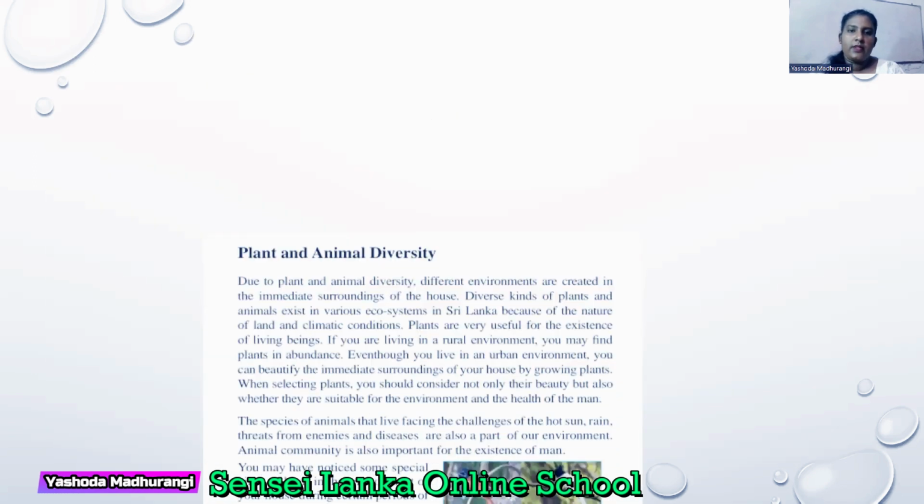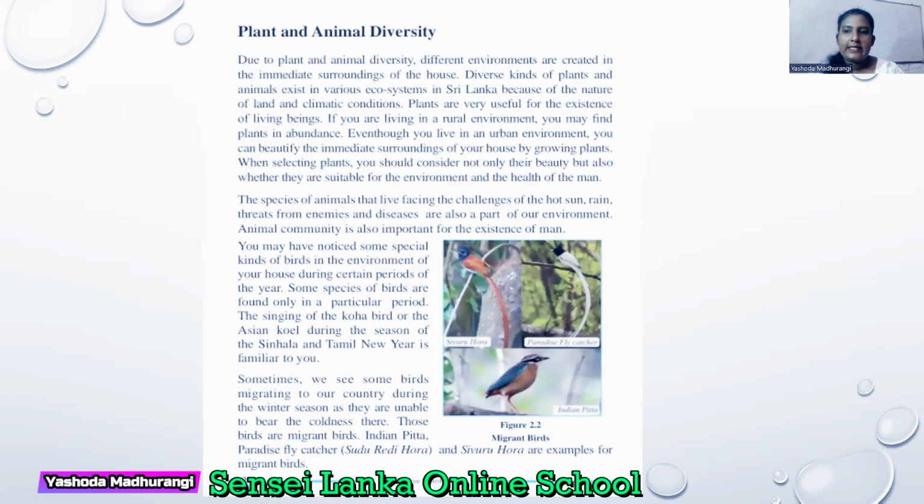Now we are going to our next part. Plant and animal diversity. I explained the meaning earlier. What is plant and animal diversity? That means there are different species of plants and different species of animals. It is about that. So I think it is better to read this paragraph and explain. So my dear children, I will underline while reading. Look at my screen.